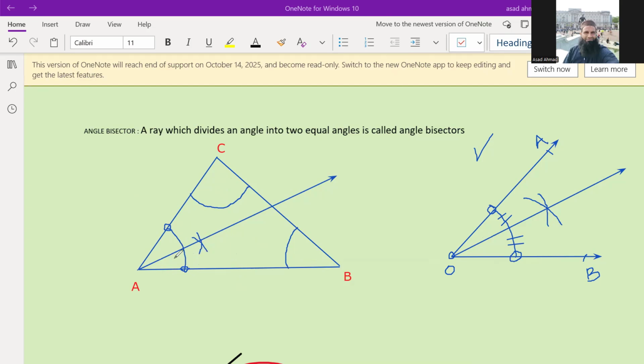Once two intersecting arcs are done from these 2 points, simply join with point A and extend the ray, and you will be able to get, for example, A to A dash, the angle bisector for this angle A. And the same process will be repeated for the second angle.